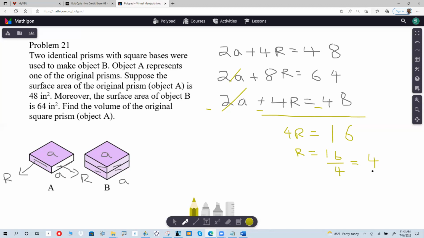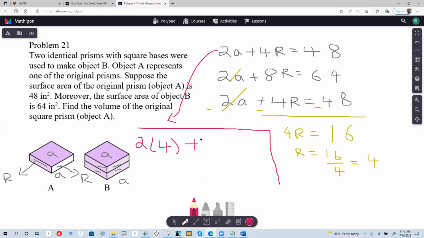Now I know R, the rectangle around, has an area of 4. Now I can find A. How do I find A, guys? Let me use a different color. R is 4, I just found it. I'm going to take the first equation, that's simpler.